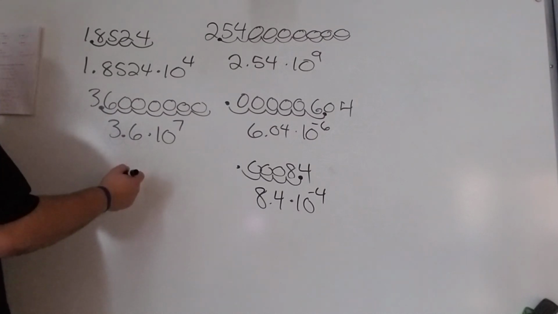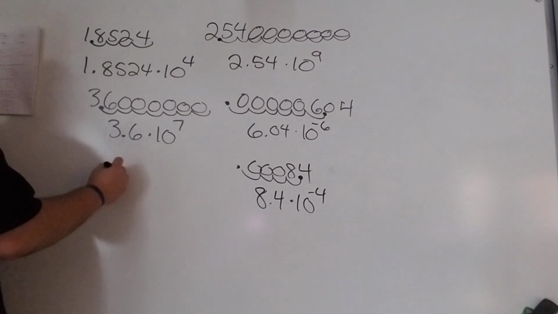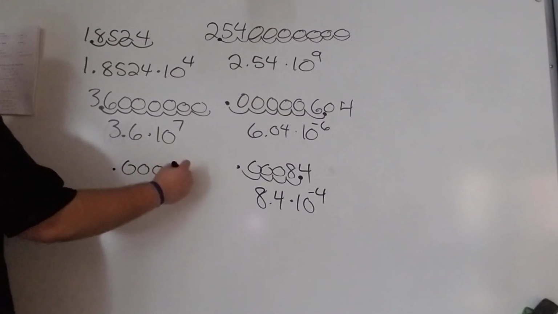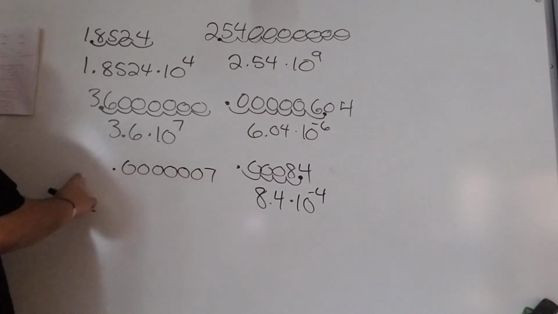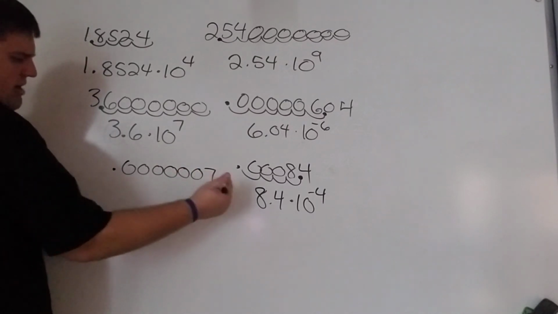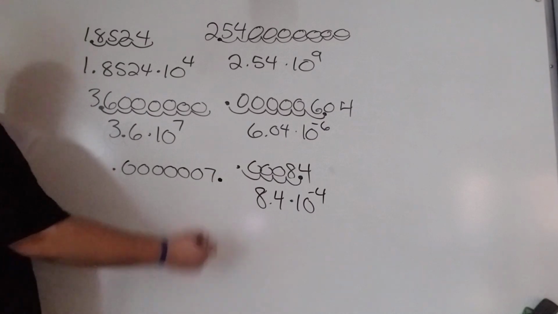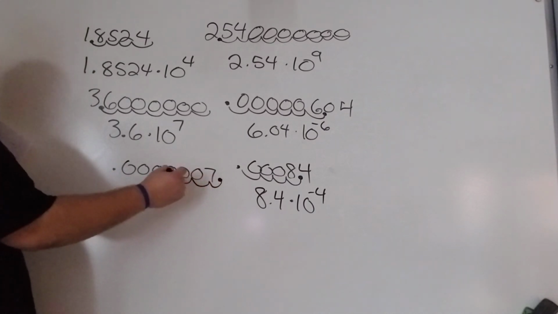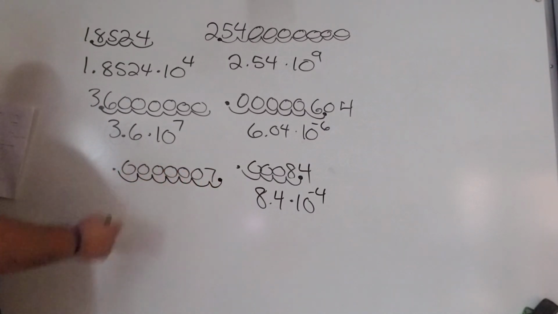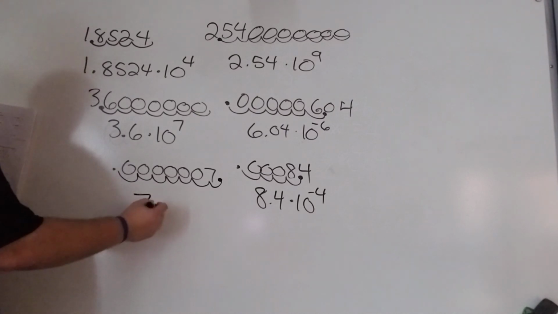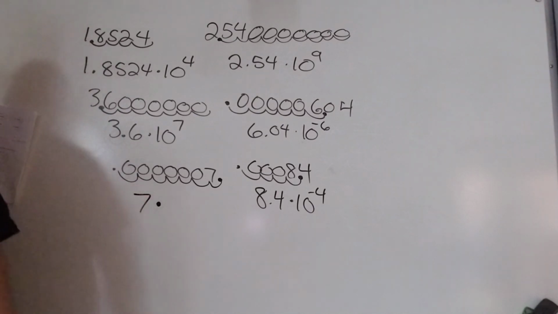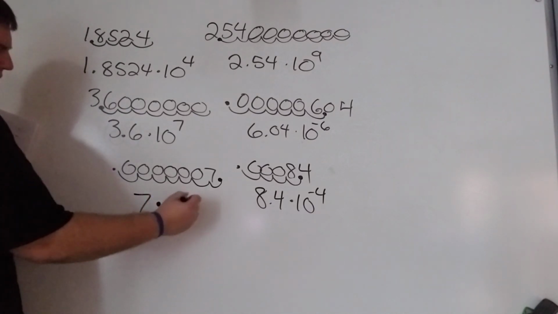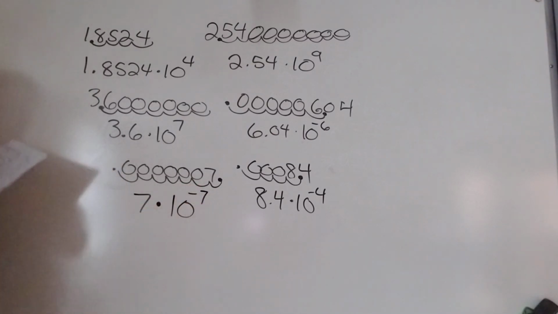And then 24. Put your decimal after the last digit that's not 0. That would be after the 7. Count your spaces, 1, 2, 3, 4, 5, 6, 7. So we're going to have 7. We don't need any other digits because everything else is ending zeros. Times 10. We went left 7, so it's going to be to the negative 7.